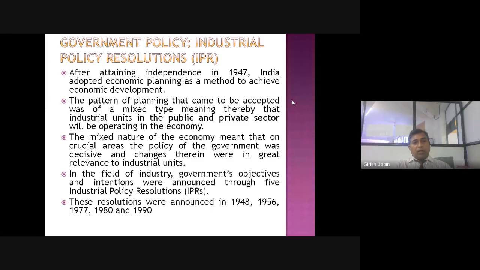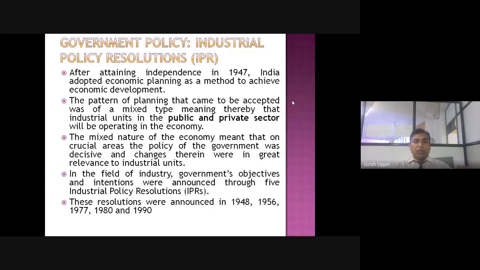So the pattern of planning that was accepted during that time was not only public sector companies. Public sector companies are the companies where there is a government stake. Government has a stake, and it is initiated by the government, maybe the central government or the state government. These are the public companies. They chose to have a combination of both public as well as private companies.